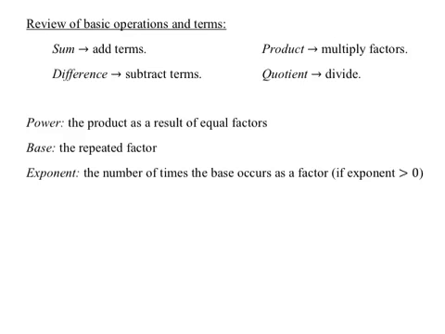Power, the product as a result of equal factors. What does that mean? Product as a result of equal factors. Like if you multiplied 2 times 2 times 2, that would be 8, and that would be 8 to the third power. Perfect. Very good. So 2 times 2 times 2 is really 2 to the third, which is really 8. Okay, the product as a result of equal factors. The base is the repeated factor, so that would be 2 in that case. The exponent would be the 3, the number of times the base occurs. Any questions on this? Okay, good.